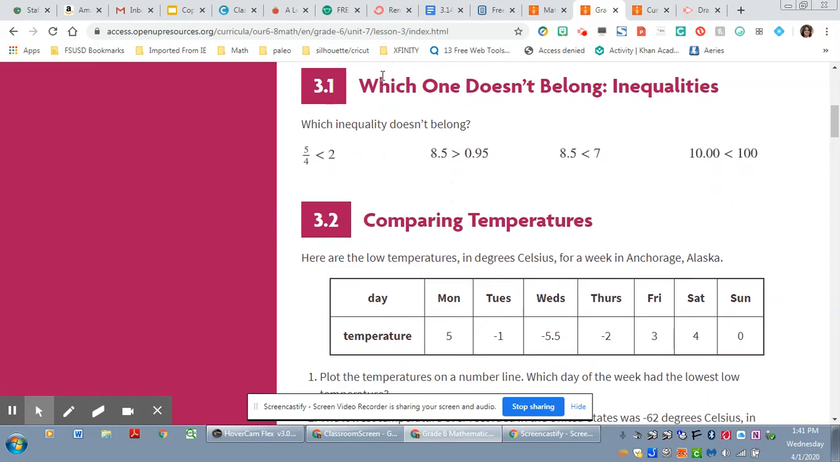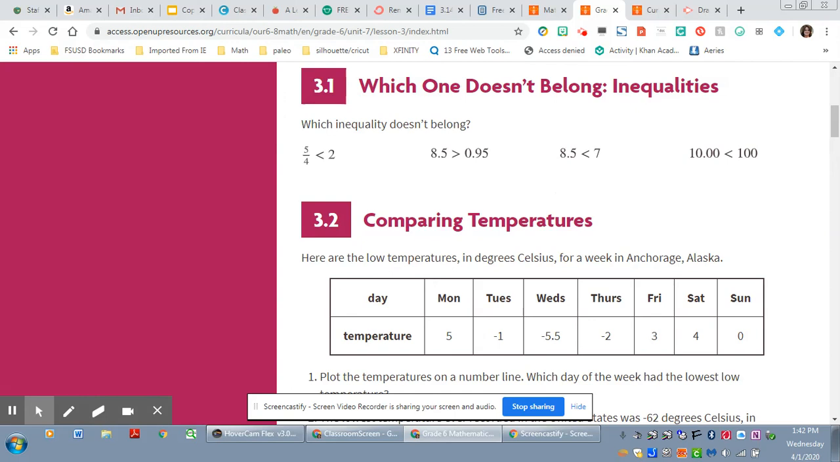So in 3.1 right here, it asks you which one doesn't belong. You should be getting the hang of this, that there's always a reason why one of them doesn't belong. I would pause the video, think about each one and what could make it different than the others. So in the first one, this is the only one with a fraction. In the second one, it's the only one with a greater than symbol, or it could not belong because it's the only one with two decimals. Here and here, this one only has one, and this one only has one.